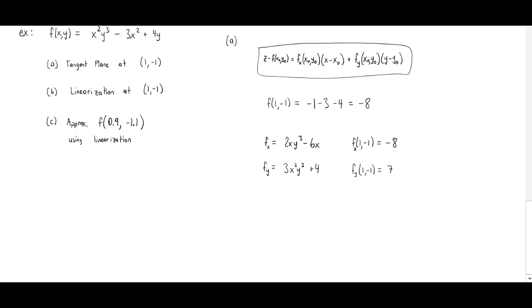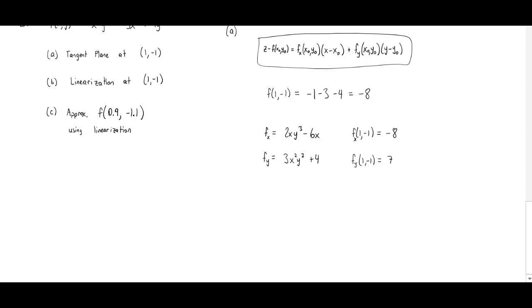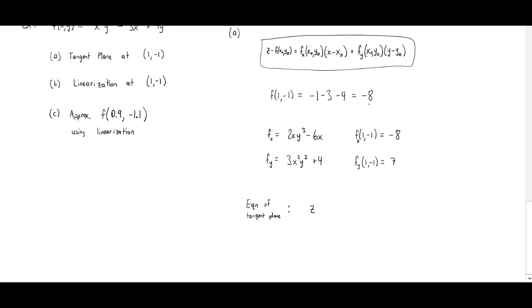Okay, so now that we have these three numbers, we would just plug them into our equation here, here, and here. And then for x naught, y naught, we will plug in the 1 and the negative 1. Okay. So equation of tangent plane. We can write it as z minus negative 8, so I'm going to write z plus 8, okay? Equals fx at the point, so it was negative 8, times x minus x naught, which was 1. And then we have plus fy, which is positive 7, times y minus y naught, so y minus negative 1, so plus 1. And then that would be the equation of our tangent plane.